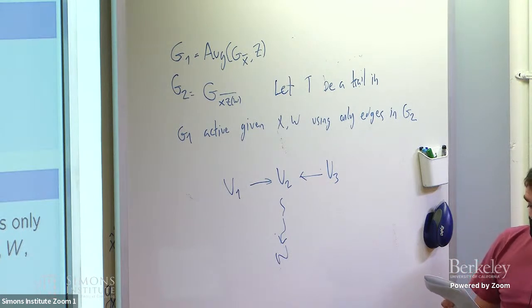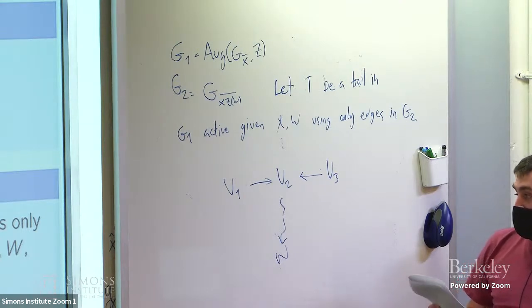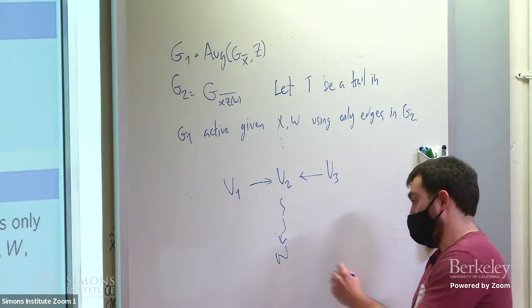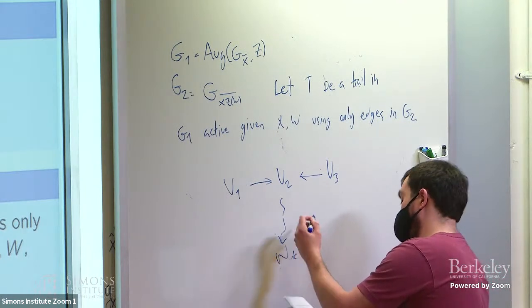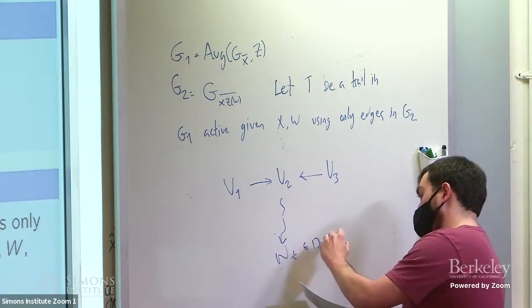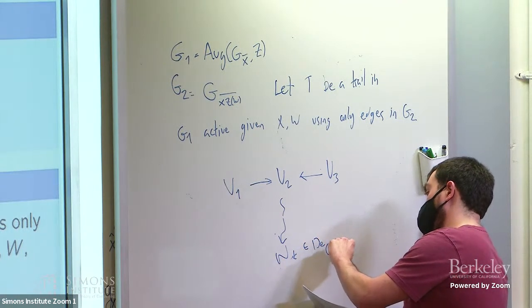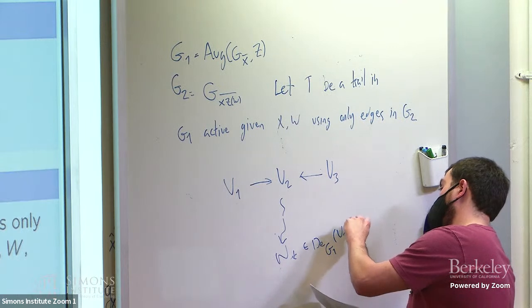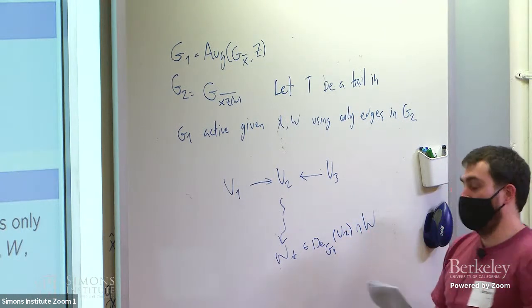And okay, so the next observation is that, let's actually just give a name to this. We'll call it W star. And so this is going to be a descendant in G1 of V2 that is in W.